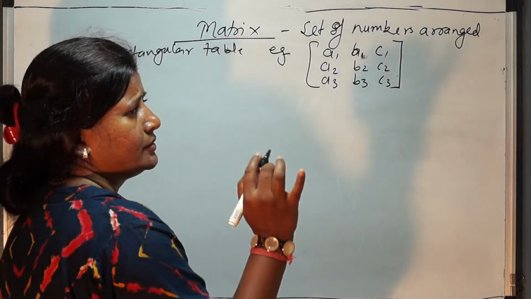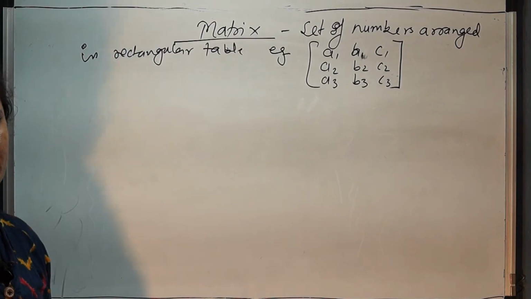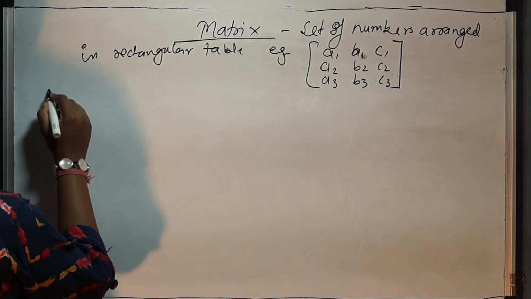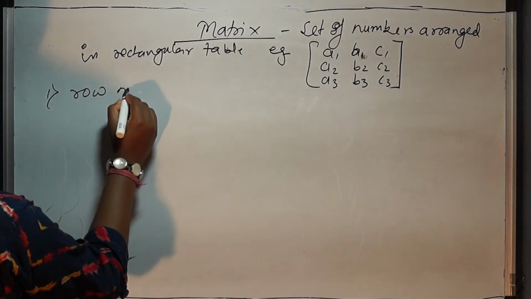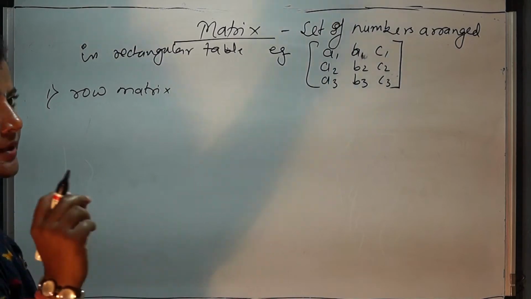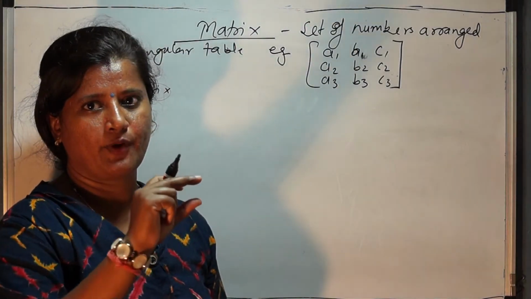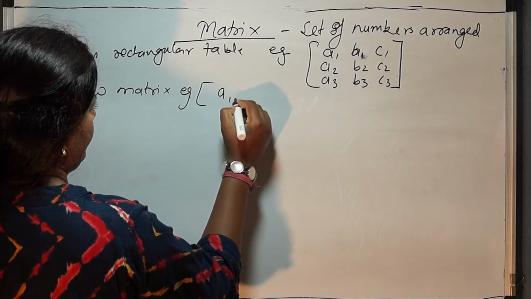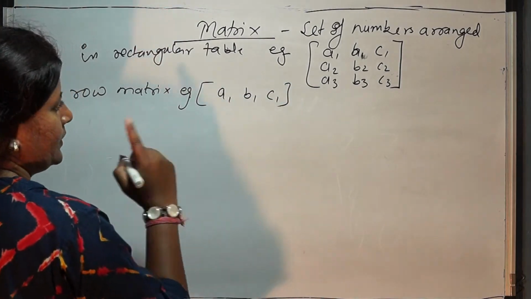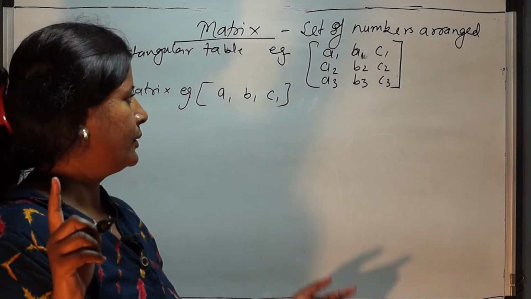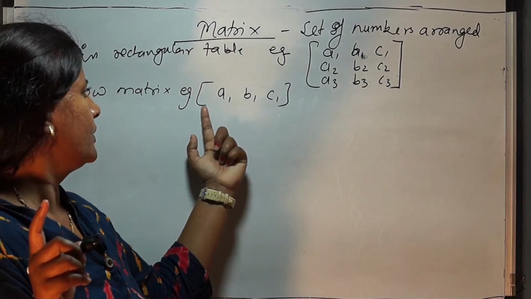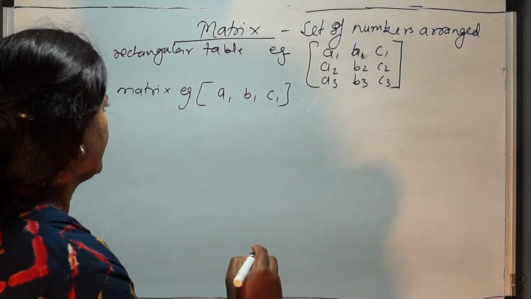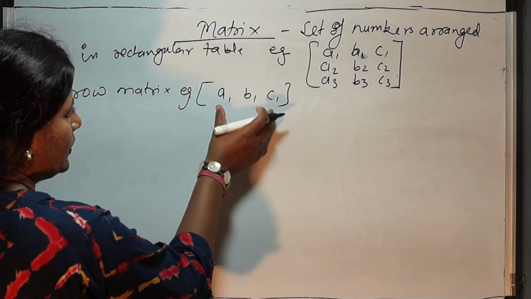See, there are so many types of matrices. Matrix बहुत तरीके के हैं, so one by one we'll see all. First is row matrix. In row matrix, only one row is there. Like example A1, B1, C1, only one row and three columns are there. Only one row, three elements are there in this matrix. So this is row matrix.